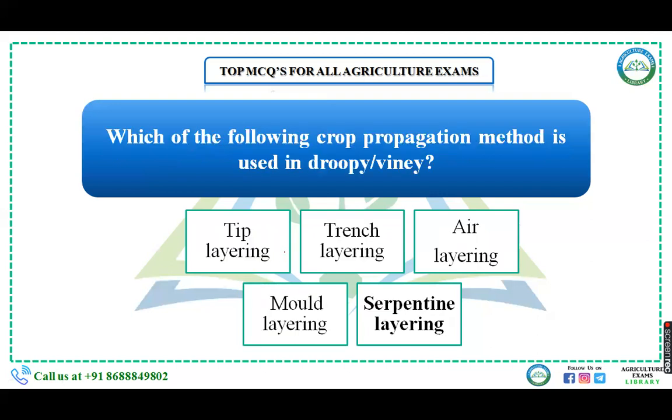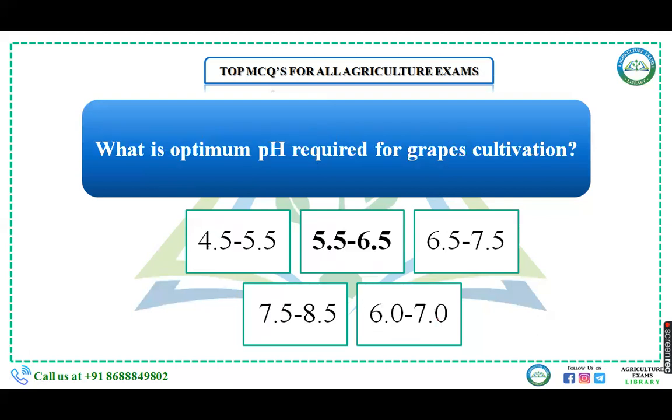Which of the following propagation methods is used in drooping vine? See, this is also a very famous question. The questions are repeatedly asked from propagation methods. Suppose if they ask about ber, then ber is propagated by ring and T budding. If you ask about lychee, then air layering. Aonla, then patch budding. If you talk about pomegranate, then hardwood stem cutting, even air layering is done. But here they have asked about the drooping vine, then it is serpentine layering.